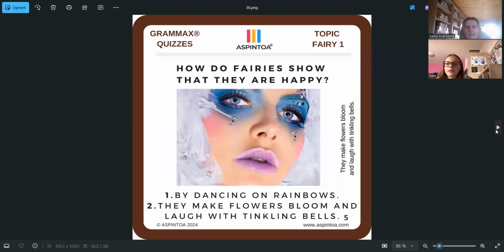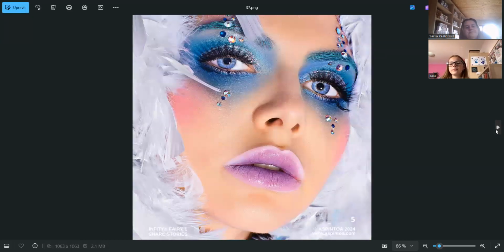Okay. How do fairies show that they are happy? By dancing on rainbows, or they make flowers bloom and laugh with tinkling bells? They make flowers bloom and laugh with tinkling bells. Yes. Okay.